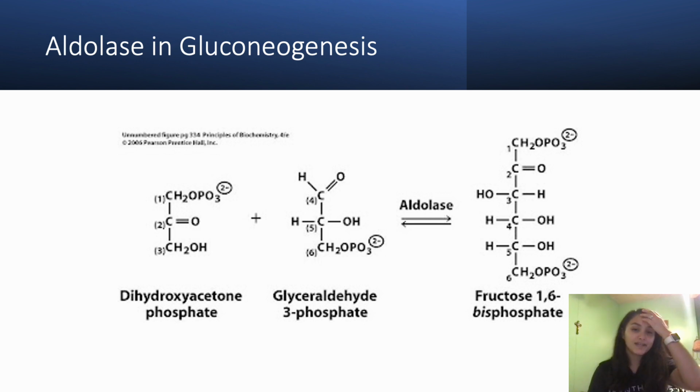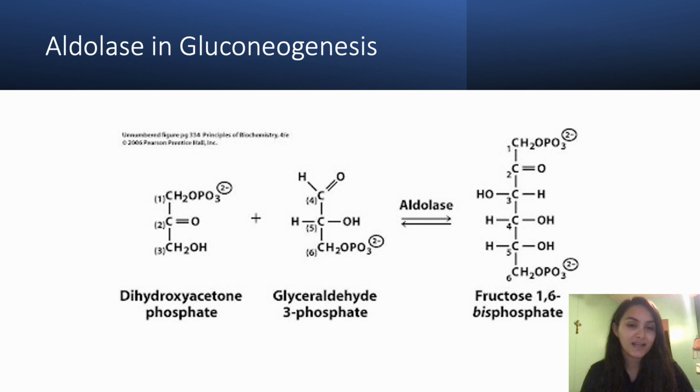In gluconeogenesis, the aldolase reaction is pushed in the opposite direction, like I already mentioned. The enzyme fructose 1,6-bisphosphatase catalyzes the conversion of fructose 1,6-bisphosphate into fructose 6-phosphate, and aldolase catalyzes the subsequent cleavage of fructose 1,6-bisphosphate into GAP and DHAP. GAP can then be converted into glucose through a series of enzymatic reactions.